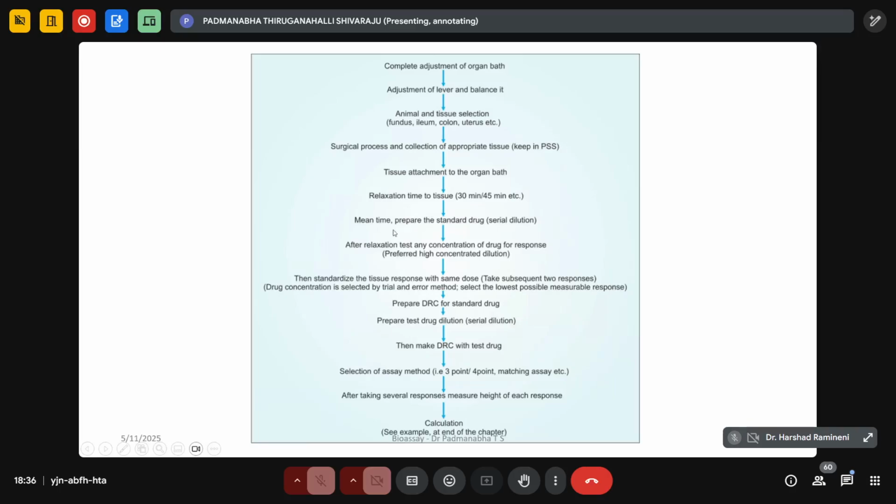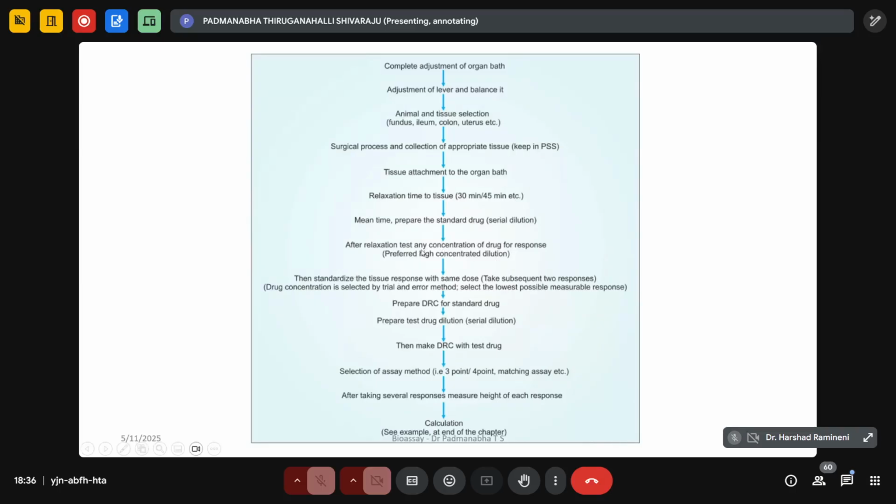Once you select the tissue, it has to be attached to the organ bath, the inner organ bath, and you give it a relaxation time of 30 or 45 minutes, based on the experiment. Meantime, prepare a standard solution. A serial dilution has to be done to maintain the concentration, for both the standard solution and the unknown compound. Based on the standard responses, we will calculate the concentration of the unknown compound.